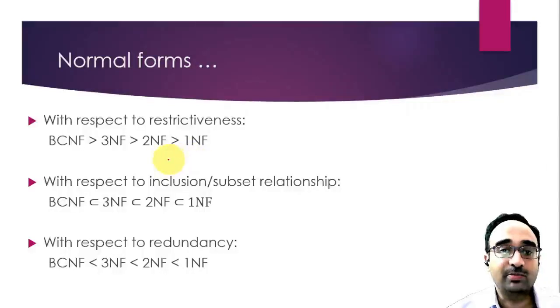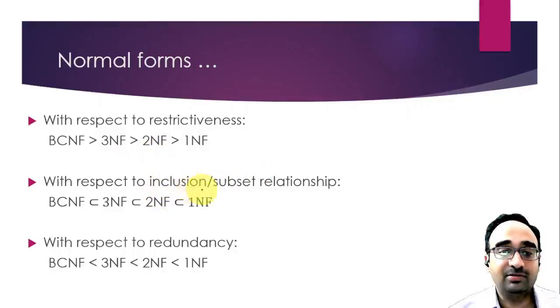Now I would like to share some important points. If you take restrictiveness as a factor, the most restrictive normal form is BCNF and the least restrictive normal form is 1NF, first normal form. By restrictiveness I mean more and more rules must be satisfied. So a BCNF relation satisfies more rules when compared to first normal form or any other normal form.